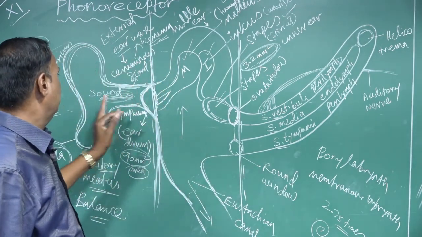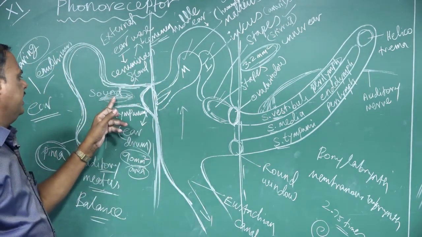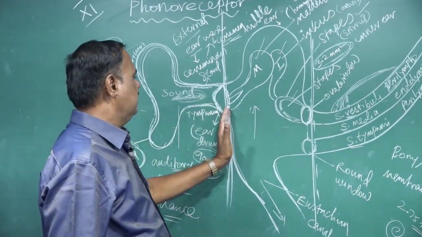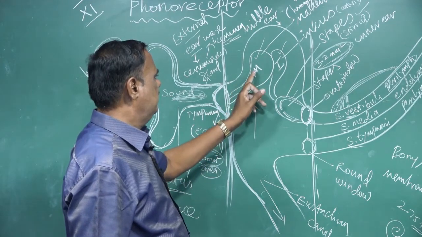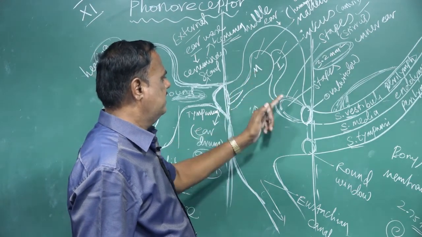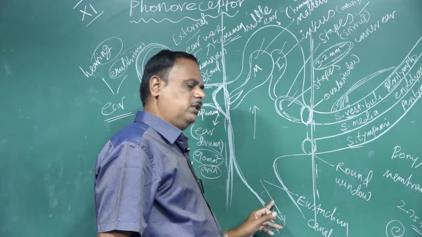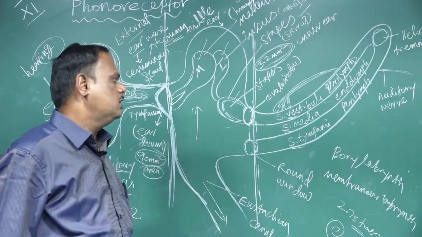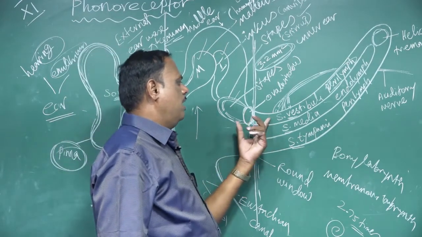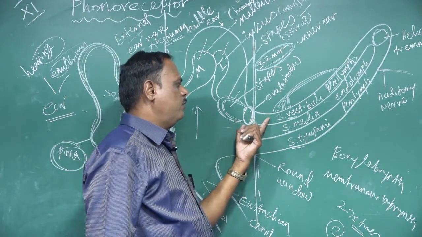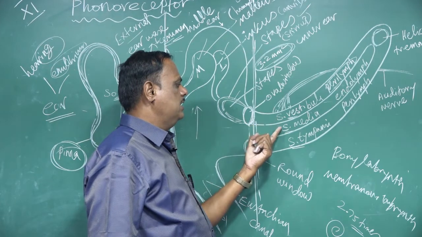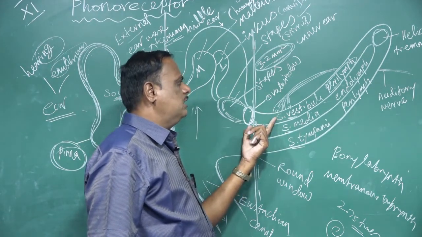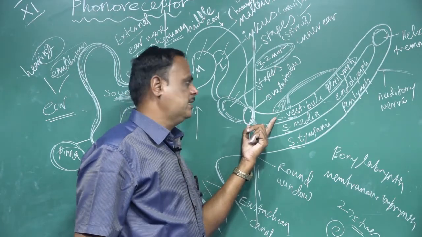The external ear has the pinna, auditory canal, and tympanic membrane. The middle ear consists of the ear ossicles: malleus, incus, stapes. Another one is the eustachian canal. The inner ear consists of the cochlea. The cochlea is divided into three compartments: scala vestibuli, scala media, scala tympani. The three chambers are completely filled with a fluid-like substance.